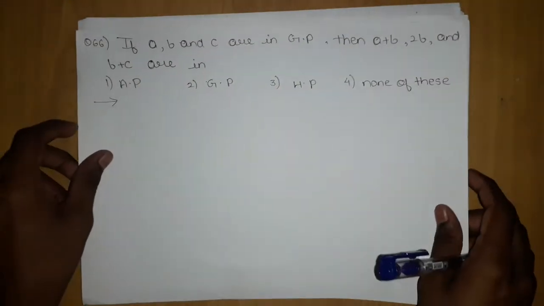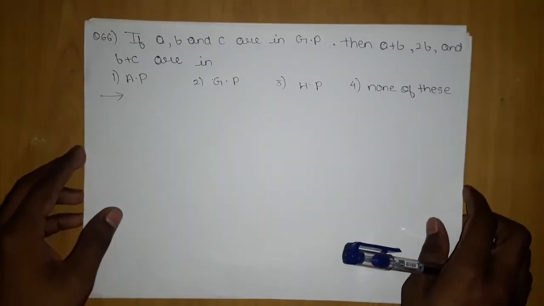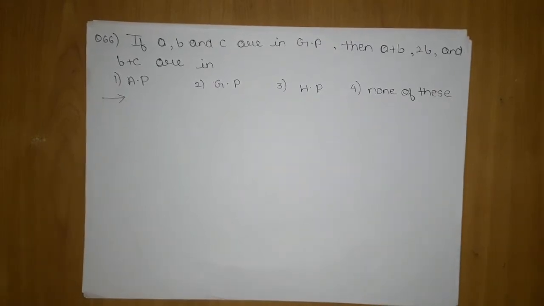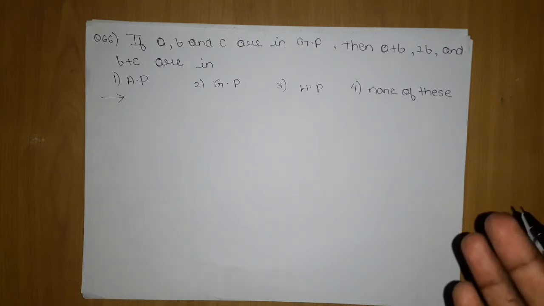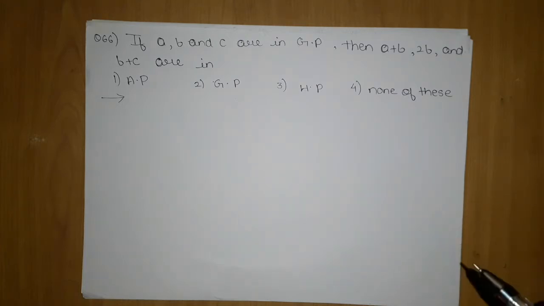Okay, now let's move on. This is question number 66, which says if A, B and C are in GP, then A plus B, 2B and B plus C are in what? Now these types of questions have two methods to solve. They can appear in many ways. Instead of saying A plus B, they can say C minus D, (A plus B) the whole square, 2D, minus D plus C. Any number of terms.